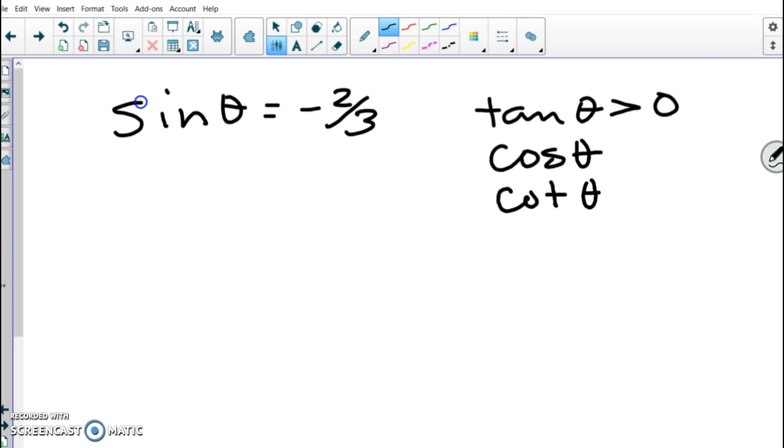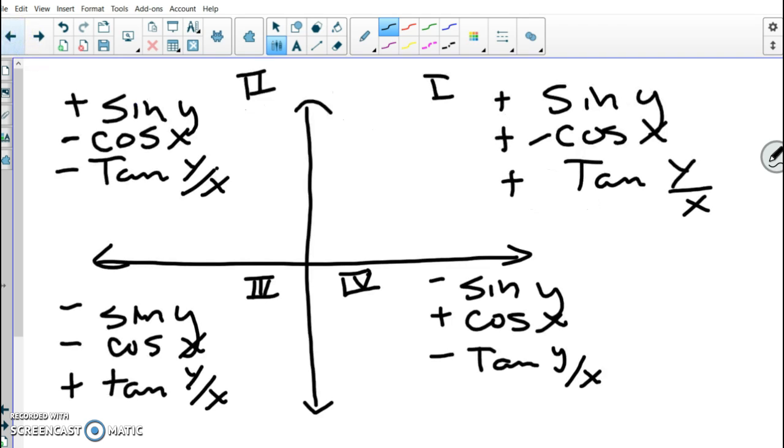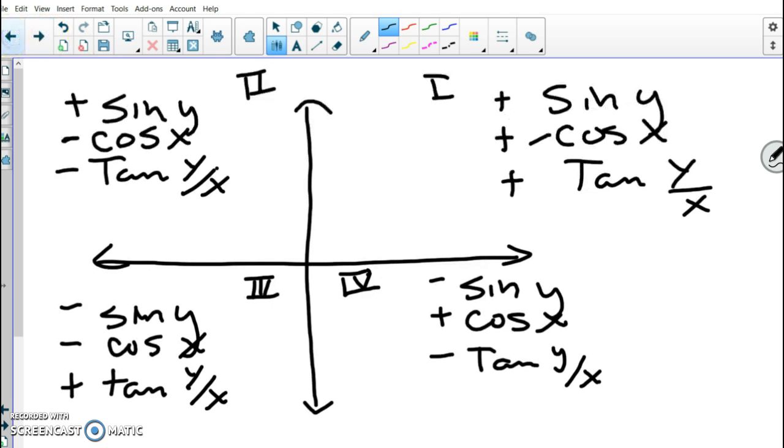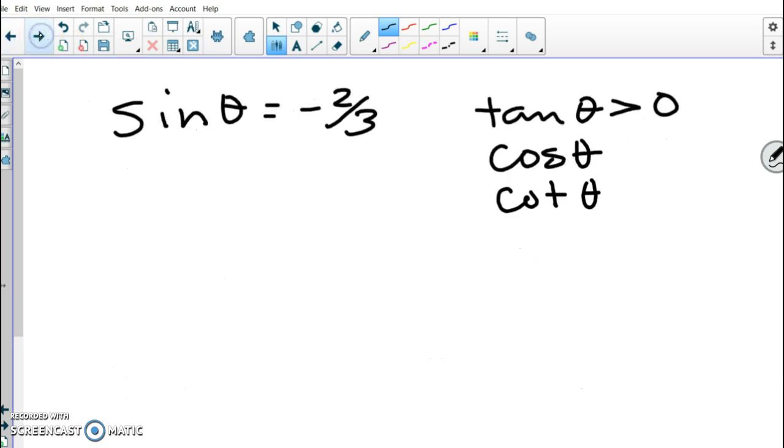So it says sine is negative. If we go back one page, sine is negative. So we see the sine being negative in either the third or the fourth quadrant, and we know that tangent is positive in the third and negative in the fourth. So let's see what that means for us now.